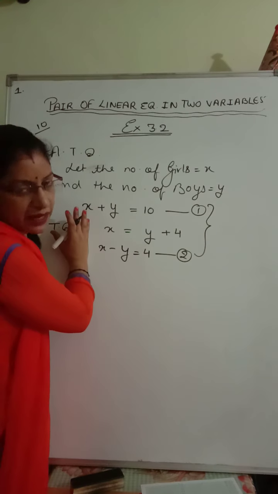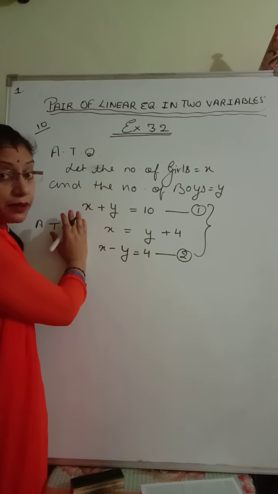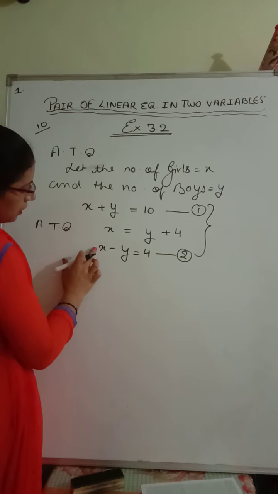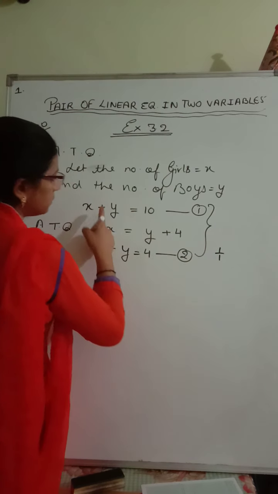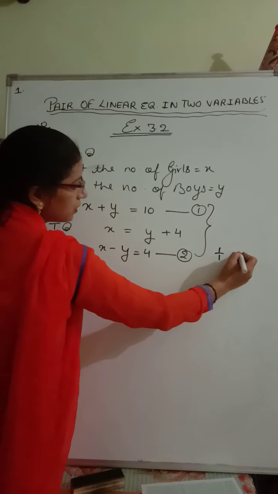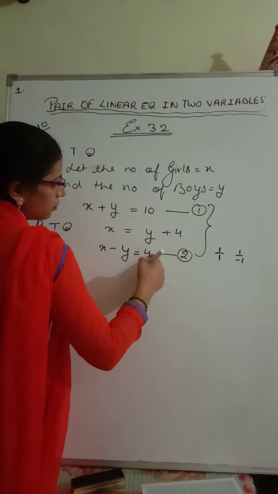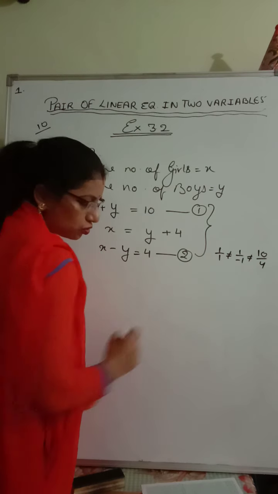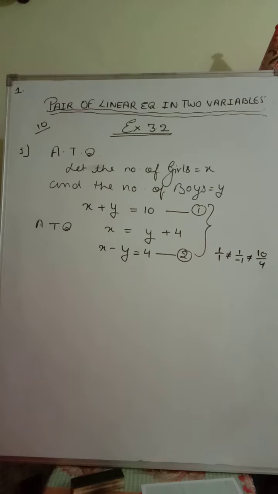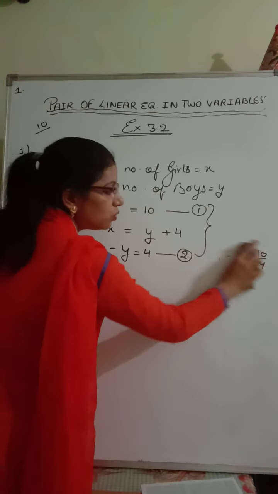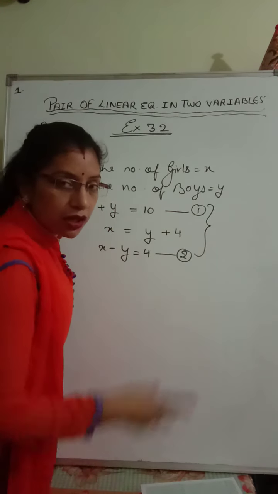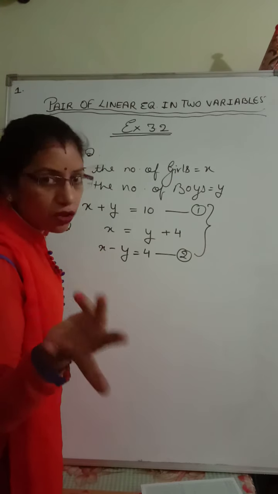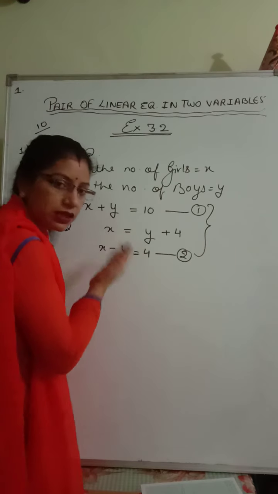Whether the graph will come intersecting, parallel, or coincident. So A1 is 1, A2 is 1, so 1 upon 1. B1 is 1, B2 is minus 1, so 1 upon minus 1. C1 upon C2 is 10 upon 4. I think A1 upon A2 is not equal to B1 upon B2, since 1 is not equal to minus 1. If A1 upon A2 is not equal to B1 upon B2, the graph will come intersecting. So the solution will be unique: one value of x and one value of y. Definitely the number of girls and boys will be there.